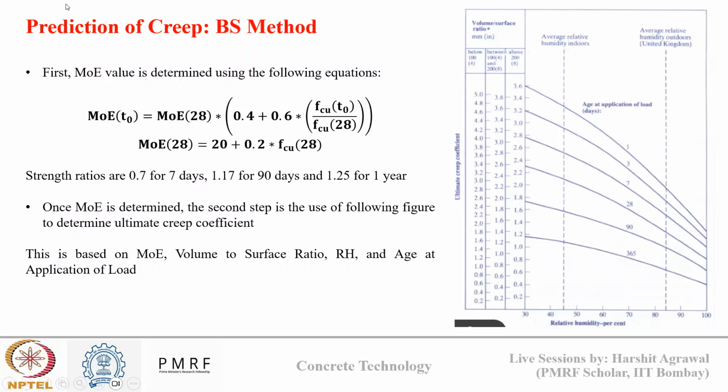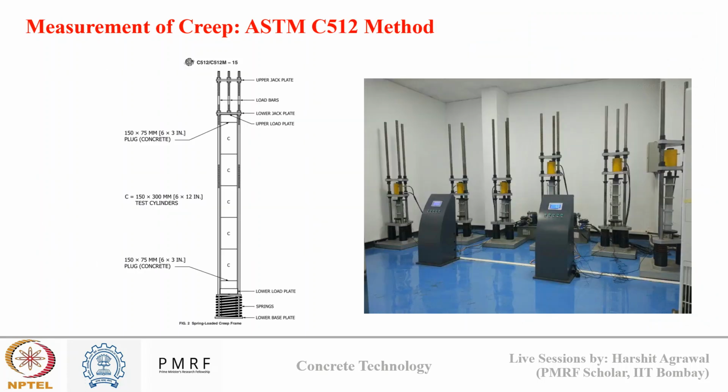Then using the BS method, there is a standard correlation chart where creep coefficient is estimated based on the concrete age of loading, relative humidity, and volume to surface area ratio. After prediction, we saw how creep is measured in laboratory condition based on the ASTM C512 method. So in this, concrete cylindrical samples are subjected to sustained loading between two frames, and the deformation in the concrete is measured using a deflexometer. Okay, that will give us an indication of strain, how strain is increasing over time.